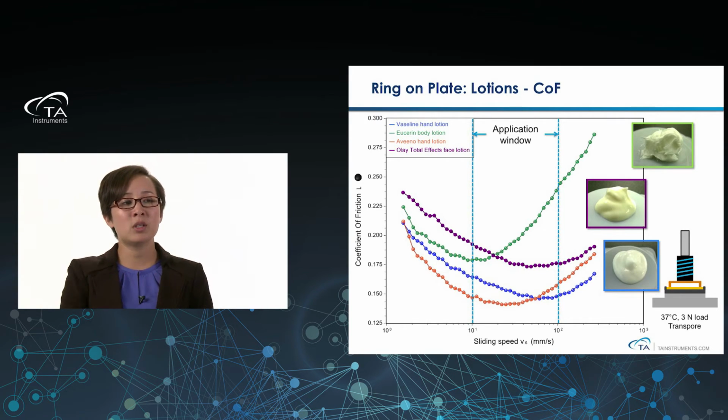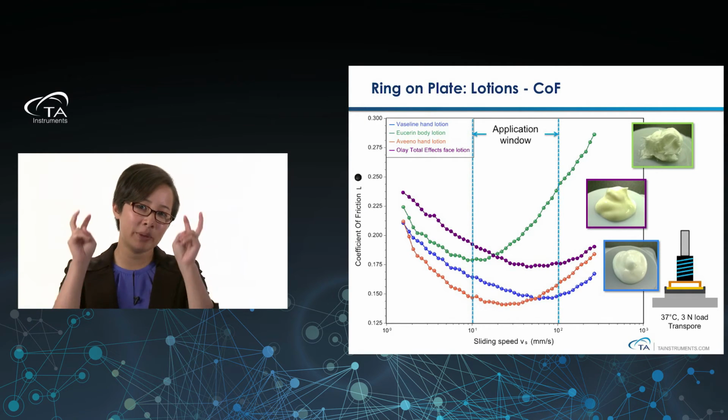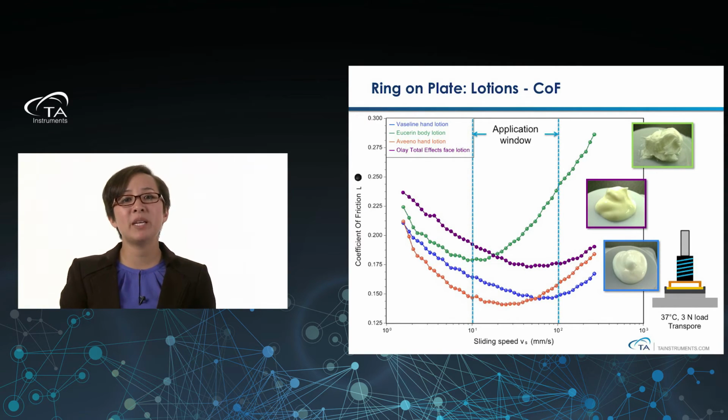And so again, we started at a velocity of, I think, 0.1 all the way up to 100 radians per second, and you can see the shape of the curves are significantly different from one another. What we did here is we pointed out the application window, or the speeds which mimic most likely what people are doing to apply these lotions onto their skin. And so that's ranging from about 10 to 100 millimeters per second or so. Again, it's just a guess.